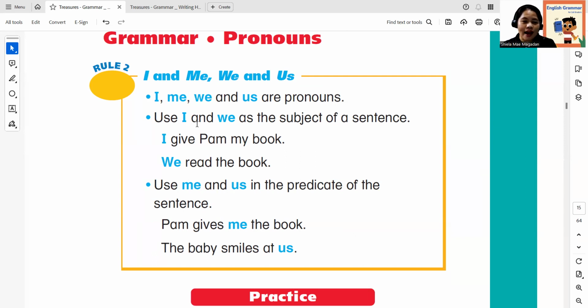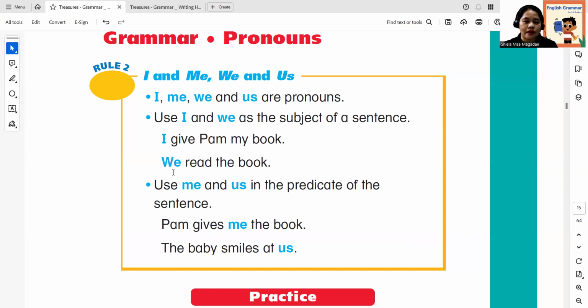Okay, use I and we as the subject of a sentence. Do you remember what a subject is? A subject refers to a person, place, or thing, or a noun, and where is it located? It is always at the beginning of a sentence. So here, I give Pam my book. That is at the beginning, so that is the subject, I.